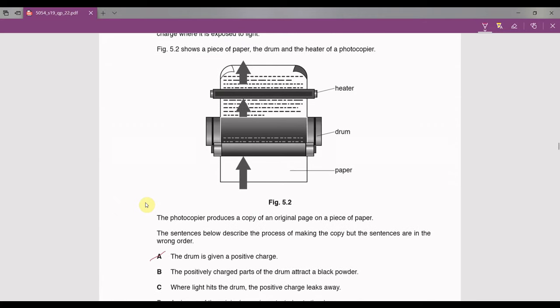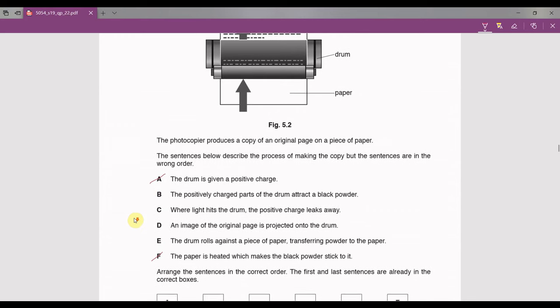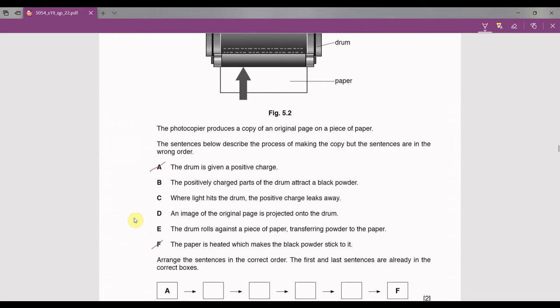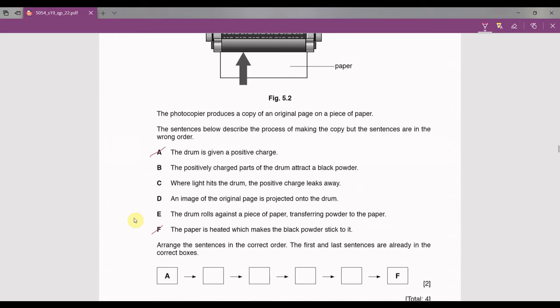Just by using a simple understanding of what a photocopier is supposed to do, it's obviously going to make the image the last step. So step D cannot be the last one, because the first part of a photocopier is where you actually use the original image to project it, or you place it on the screen, and then it is projected onto the drum. So the first step when you use a photocopier is to place your original paper on the photocopier. So that is option D.